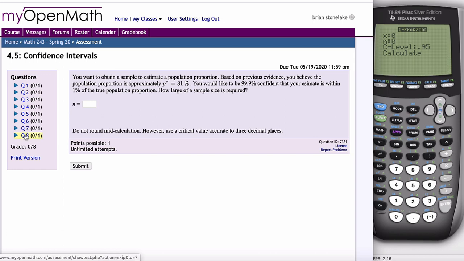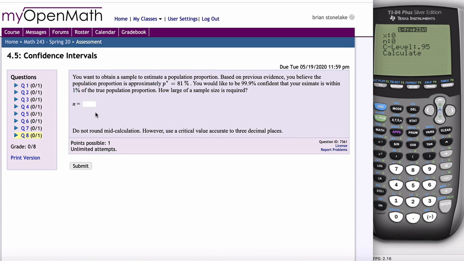So for 8, there's a couple things here. You're supposed to figure out n this time. So you'll need to figure out z sub alpha over 2. You'll need to figure out p hat, which they use this symbol p star for. Don't worry about that. There's your p hat value. They give you your level of confidence so you can get alpha. And then they'll tell you the margin of error in here. The margin of error is 1%, so 0.01. And using that, you could figure out n.